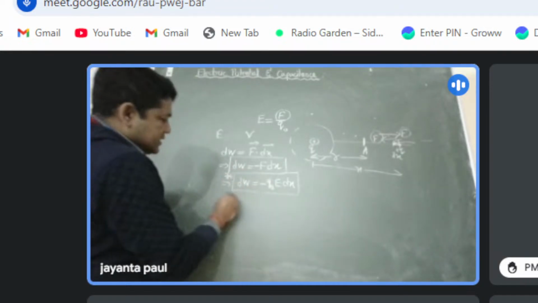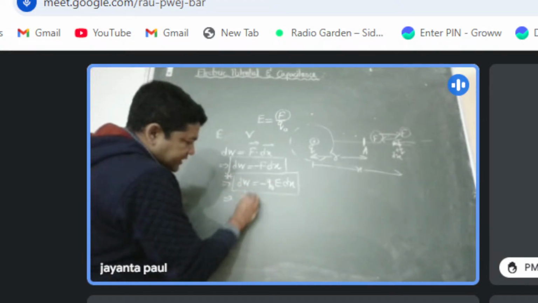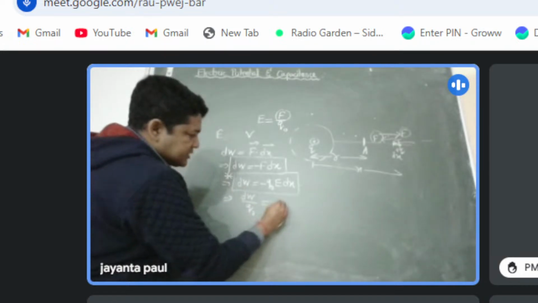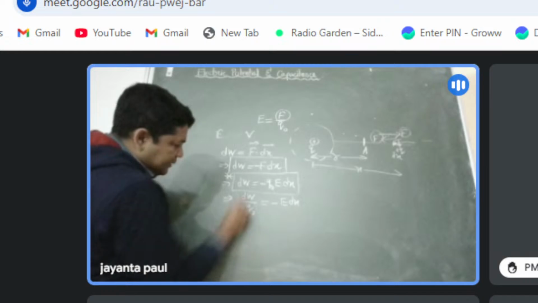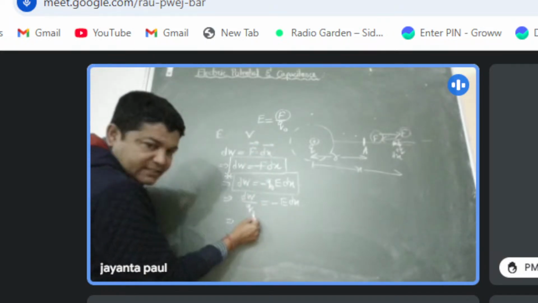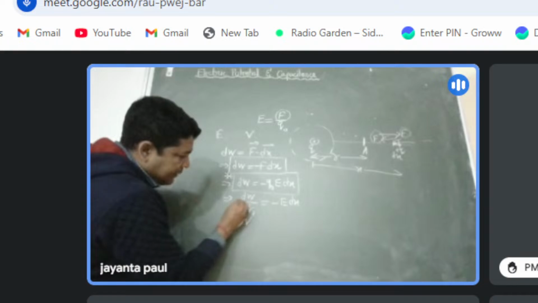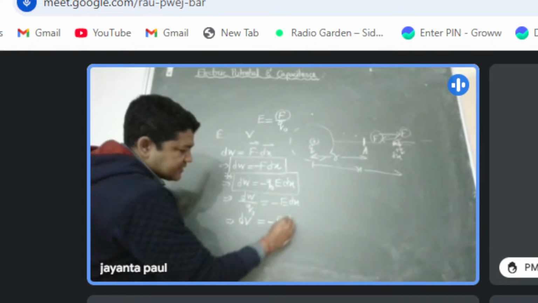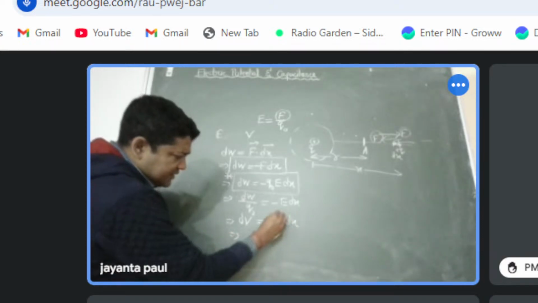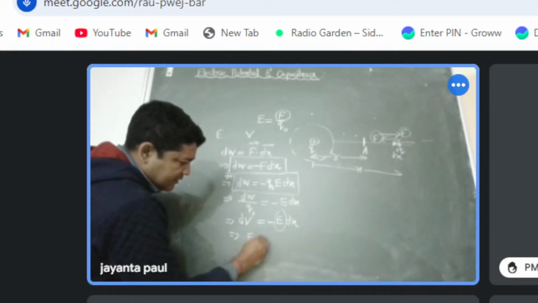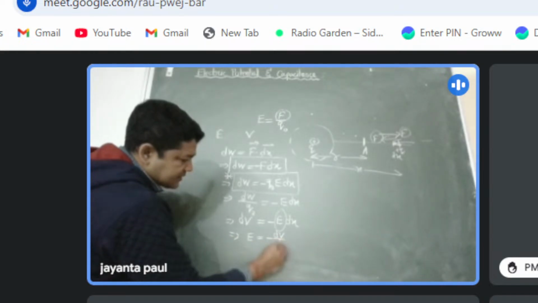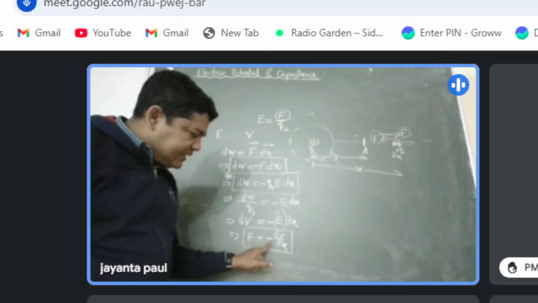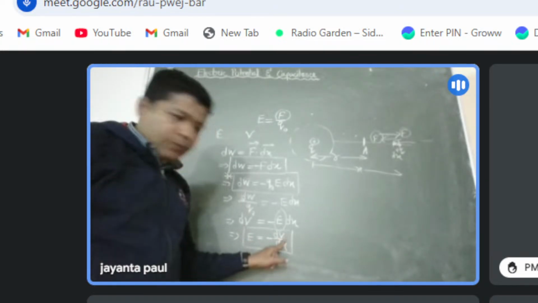From here I can bring both relations. See, if q0 comes under dW, it becomes potential, so it is minus E dx. So dW work done per unit charge is potential. Since d is written here, let us put dV. So dV is equal to minus E dx. So E can be written as minus dV by dx. So this is one answer, that electric field intensity is equal to the negative gradient of potential.